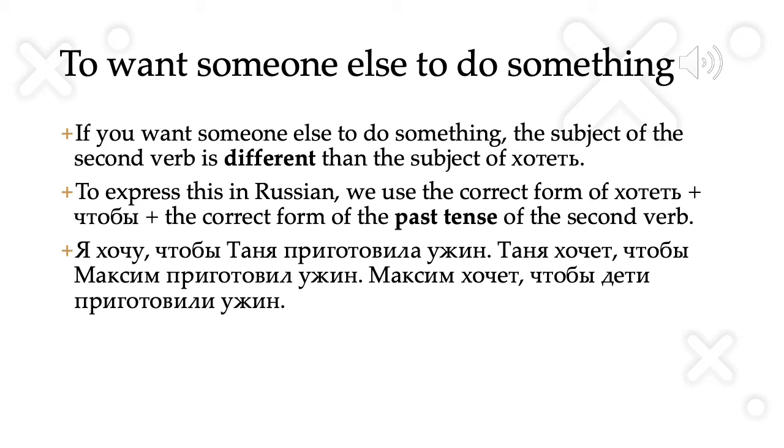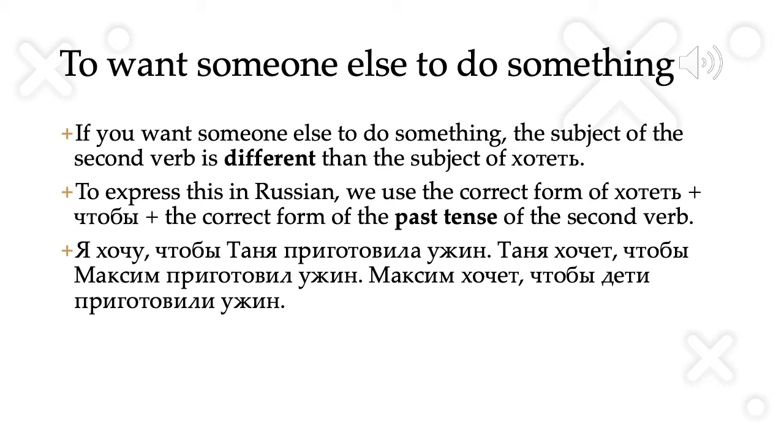However, if one person wants a second person to do something else, that's a more complex construction. And it's more complex because the subject of the second verb is different than the subject of хотеть. Not only that, but unless you do something to fix it, the subject of the second verb is also the object of the verb хотеть. And this is not possible in Russian. In English, we can do this. We can say, I want him to make supper. In Russian, you can't do that. You can't have the object of one verb be the subject of another verb. You have to do something so that each verb has its own subject that is in the nominative.